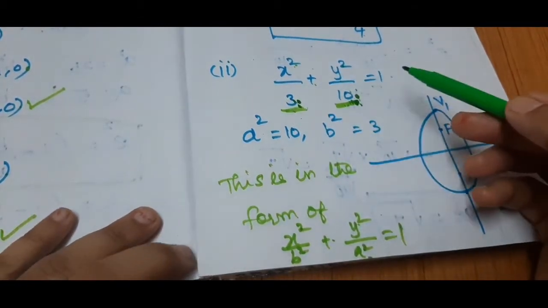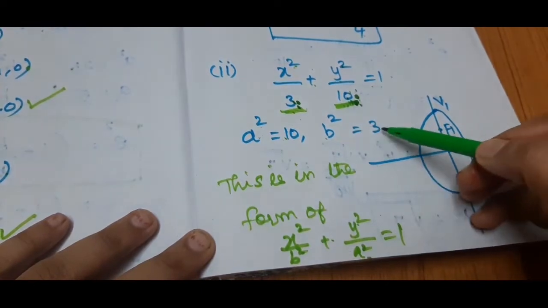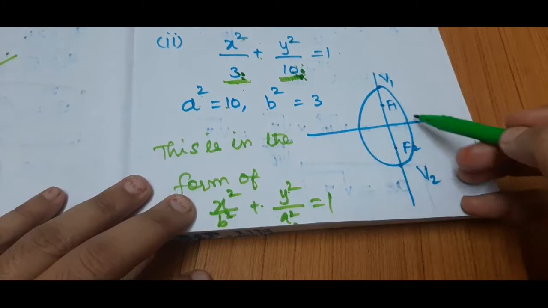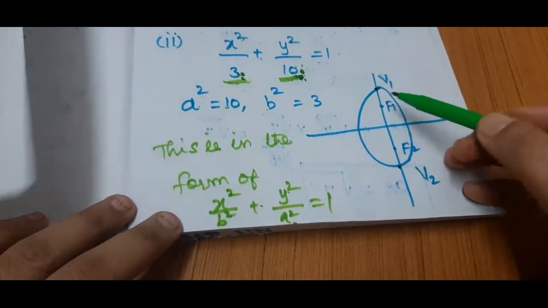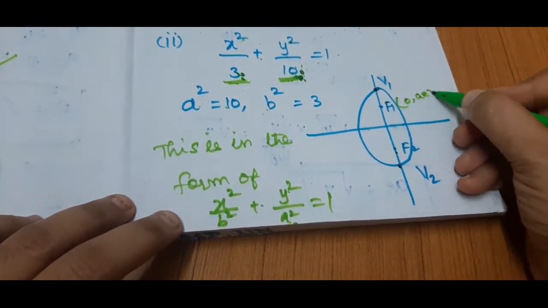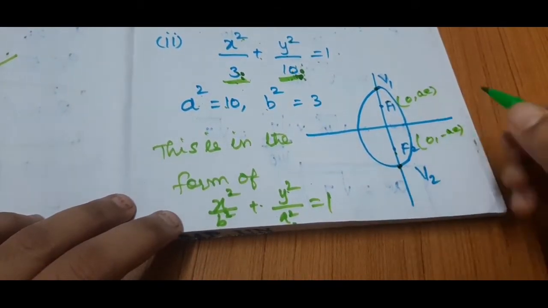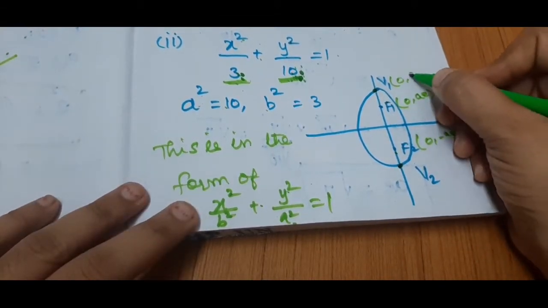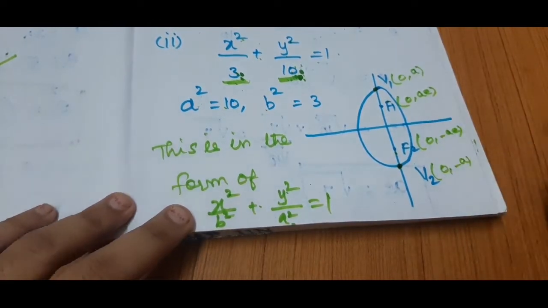And the other one is b square. So a square is equal to 10, b square is equal to 3. So this ellipse will be like this, on the y-axis, like this oval shape. Here we have two vertices and two foci. The first focus is 0 comma ae, the second focus is 0 comma minus ae. The vertex will be 0 comma a, and the second vertex will be 0 comma minus a.